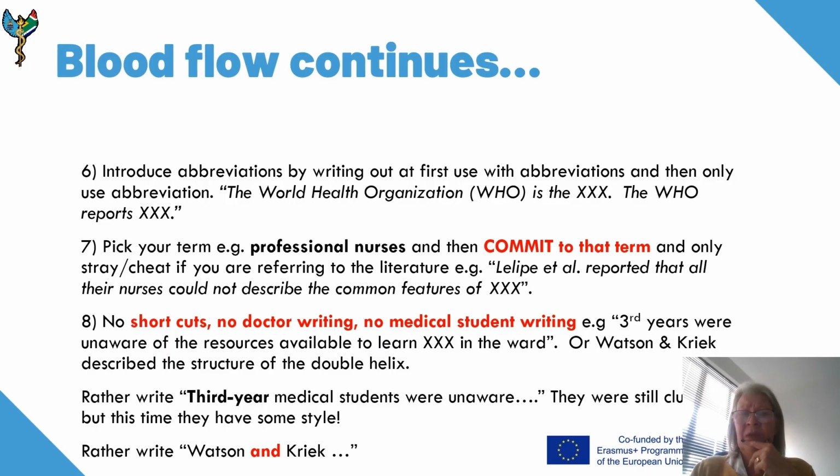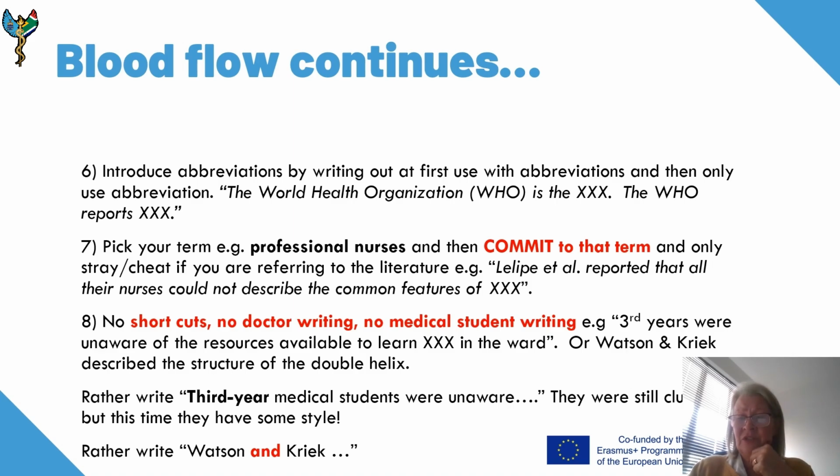Pick your terms. So for example, if your study is about professional nurses, then you refer to professional nurses, professional nurses, professional nurses. You only deviate if somebody in the literature used a different term. So Lipe et al. reported that all their nurses could not describe the common features of X, Y, and Z. And the reason for that is there are different kinds of nurses. The same for doctors. A general practitioner is not the same as a physician, is not the same as a medical officer. So be very specific about your terms, and you only deviate if the literature used a different term.